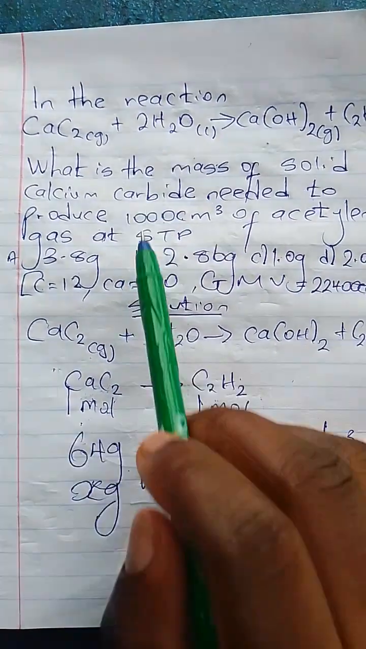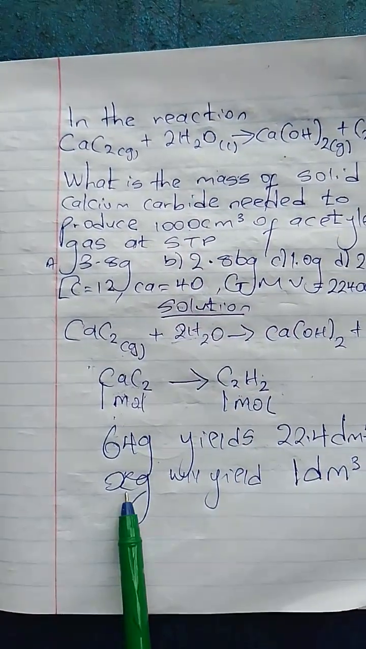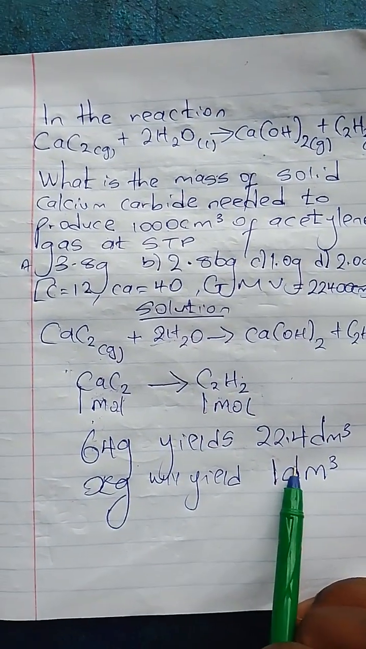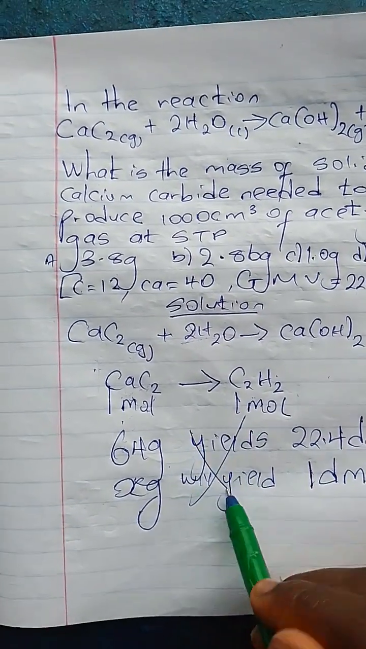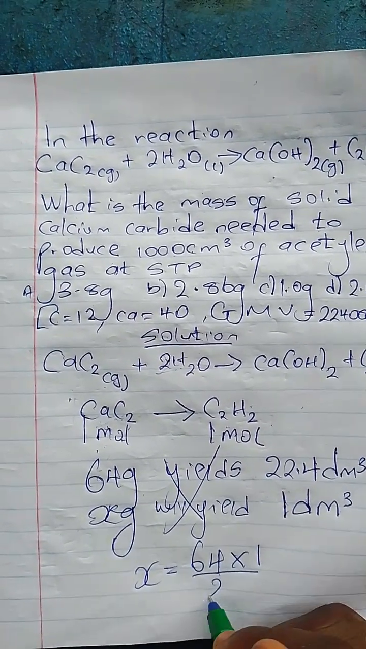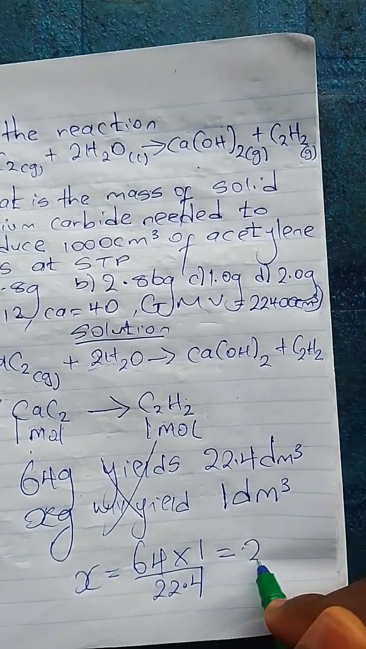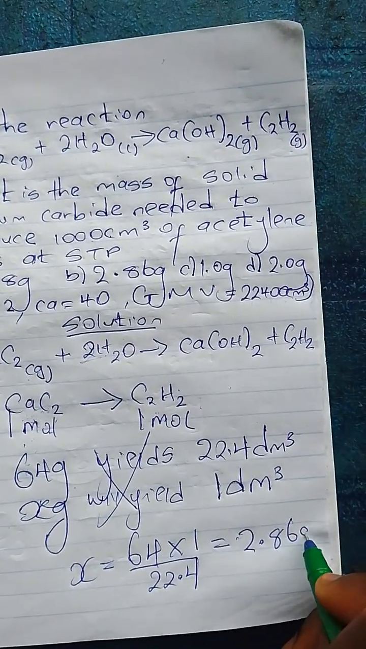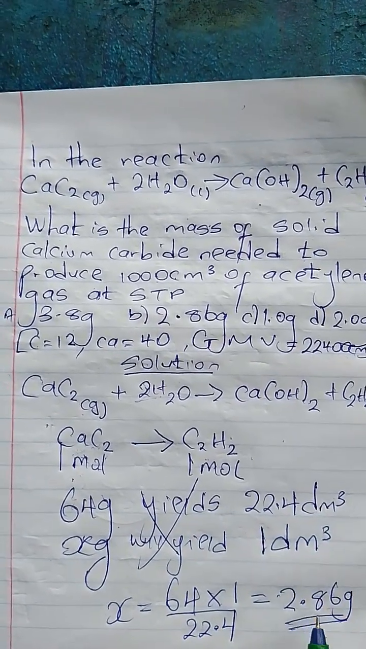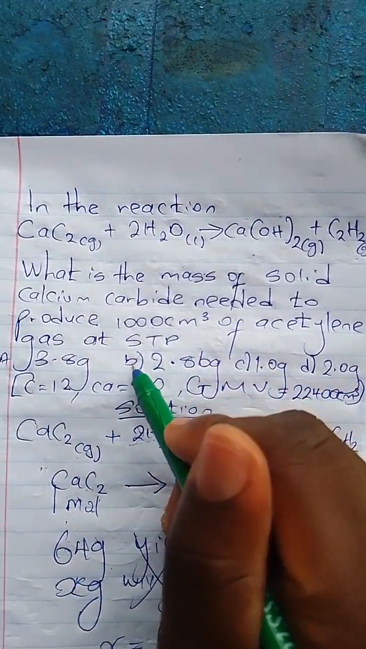Now if 64 grams in 1 mole will give us 22.4 dm cube at STP, therefore the mass that we're looking for, which we don't know, will yield the 1000 cm cube we're already given, which is 1 dm cube, because we converted it. Now when we cross multiply, x will give us 64 times 1 divided by 22.4, and when you press your calculator you will get 2.86 grams. So if 64 grams will yield 22.4 dm cube, therefore 2.86 grams will yield 1 dm cube. So the answer to this question is option B.